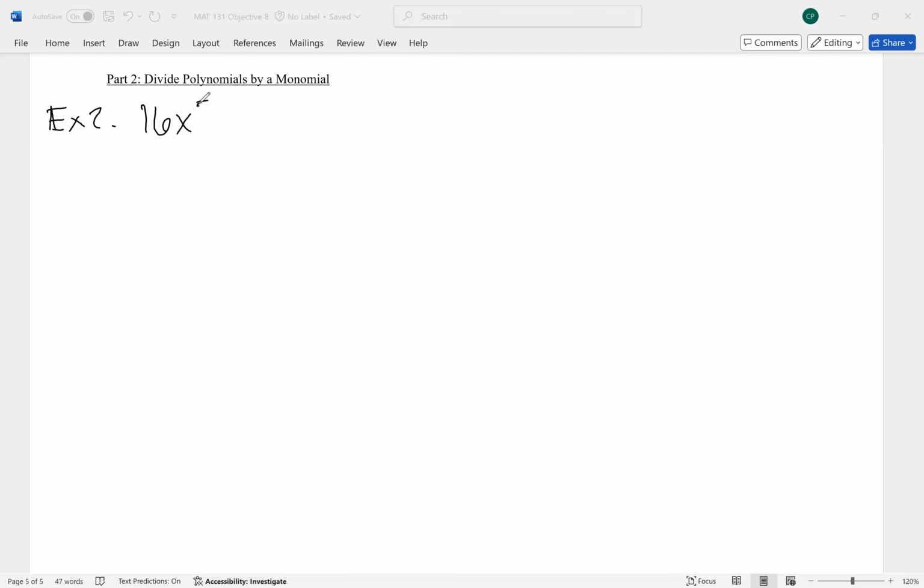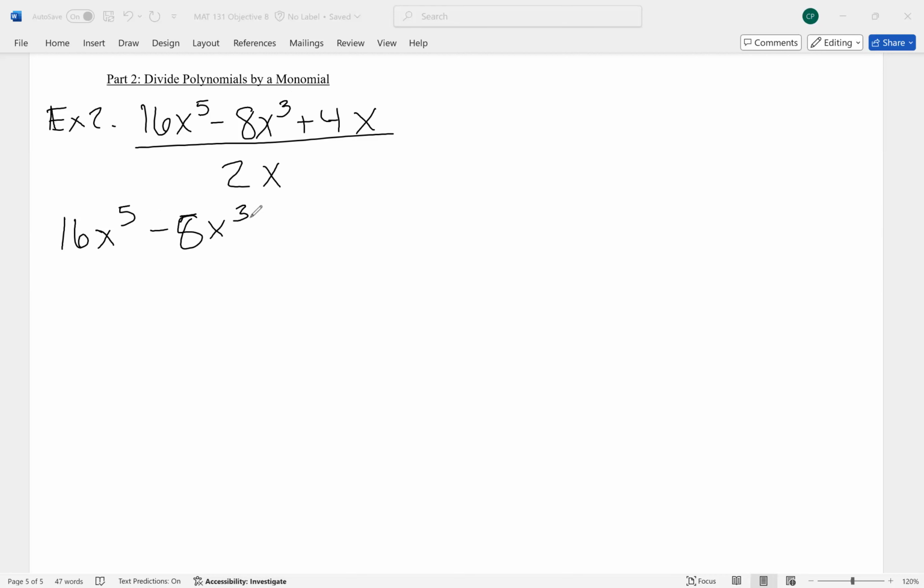We got 16x to the 5th over 8x cubed plus 4x over 2x. Okay. So what we're going to have to do, and this is my recommendation, is to write out the top exactly how you see it, and then divide everything by that monomial. Okay.